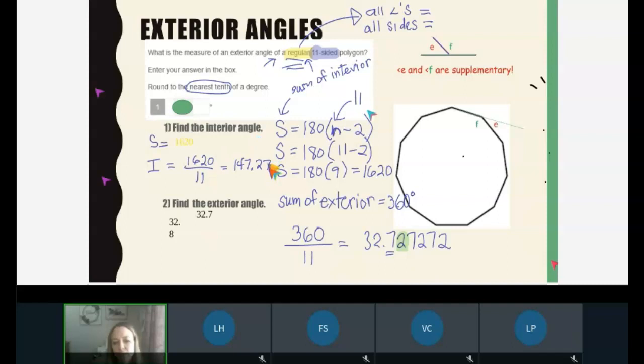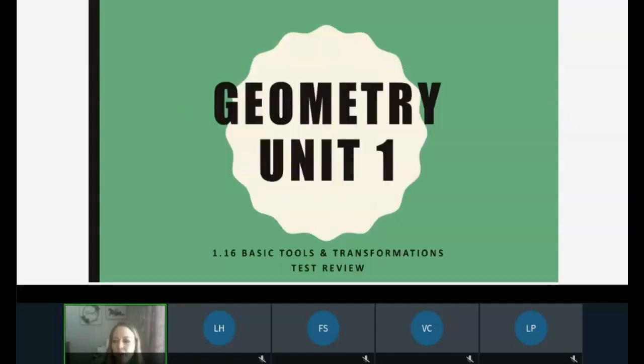Since it's 5 or above, we're going to give the 2 a shove, right? We're going to boost that up to 147.3 degrees. So like I said, that was only the warm up, but we've already reviewed some important stuff for the Unit 1 test. And so that's our focus today, is we're going to go over the 1.16 test.